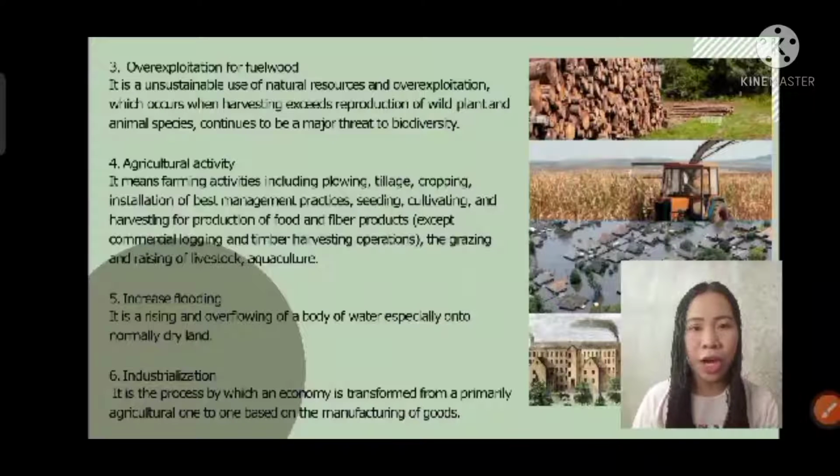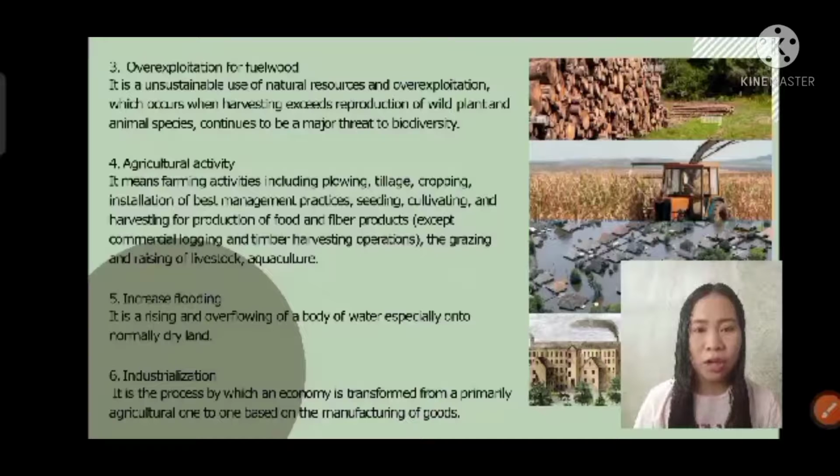Fourth, agricultural activity. It means farming activities including plowing, tillage, cropping, installation of best management practices, seeding, cultivating, and harvesting for production of food and fiber products, except commercial logging and timber harvesting operations, the grazing and raising of livestock, aquaculture. Fifth, increased flooding. It is a rising and overflowing of a body of water, especially onto normally dry land.